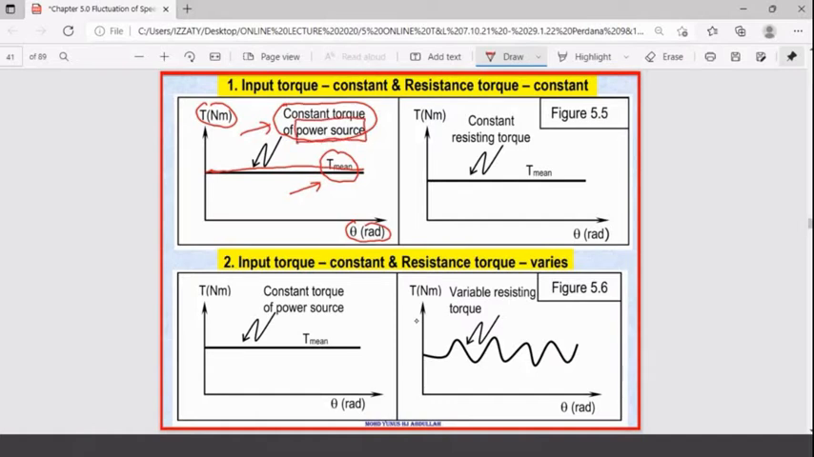Look at the next one. You have constant resisting, so both are constant. If both give you constant, you have constant input and also constant resisting, so there is no need to control. You don't have to control this one. What is the reason for controlling when both are giving you constant?